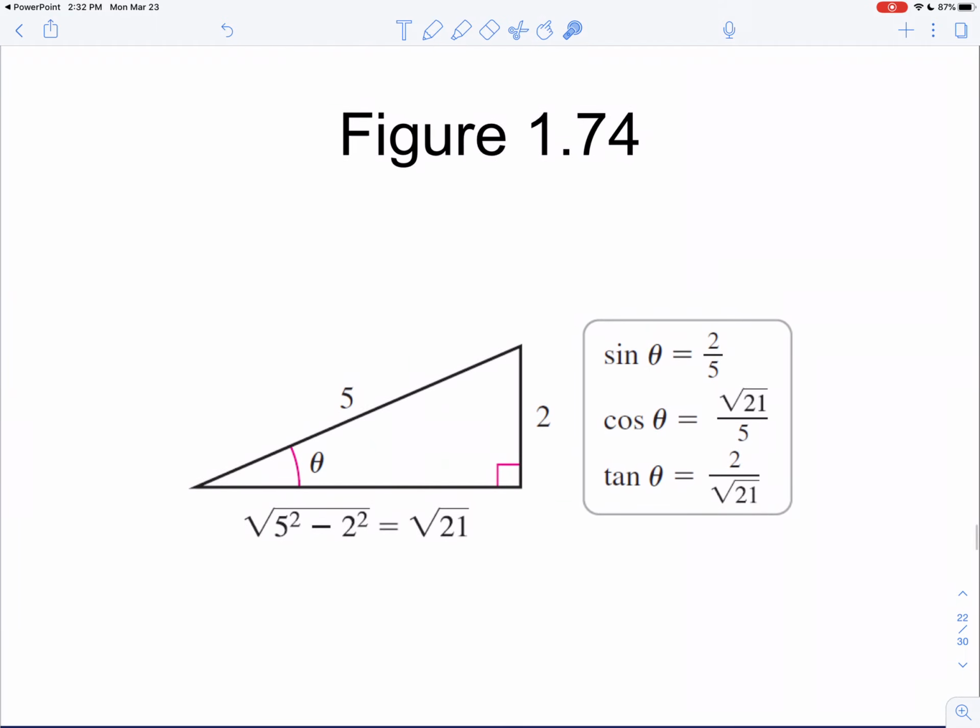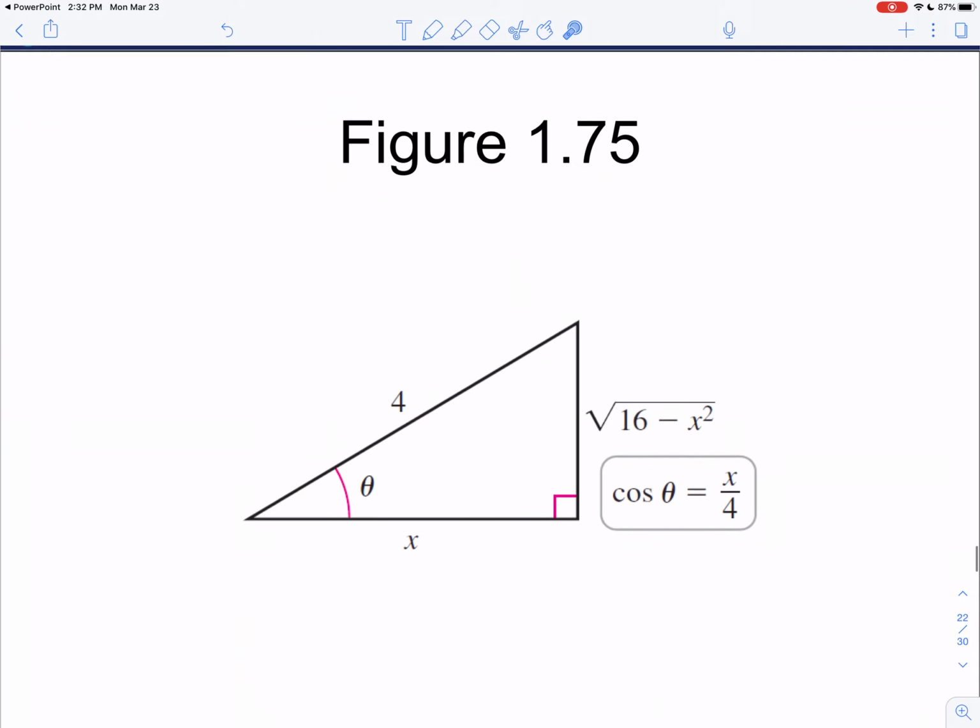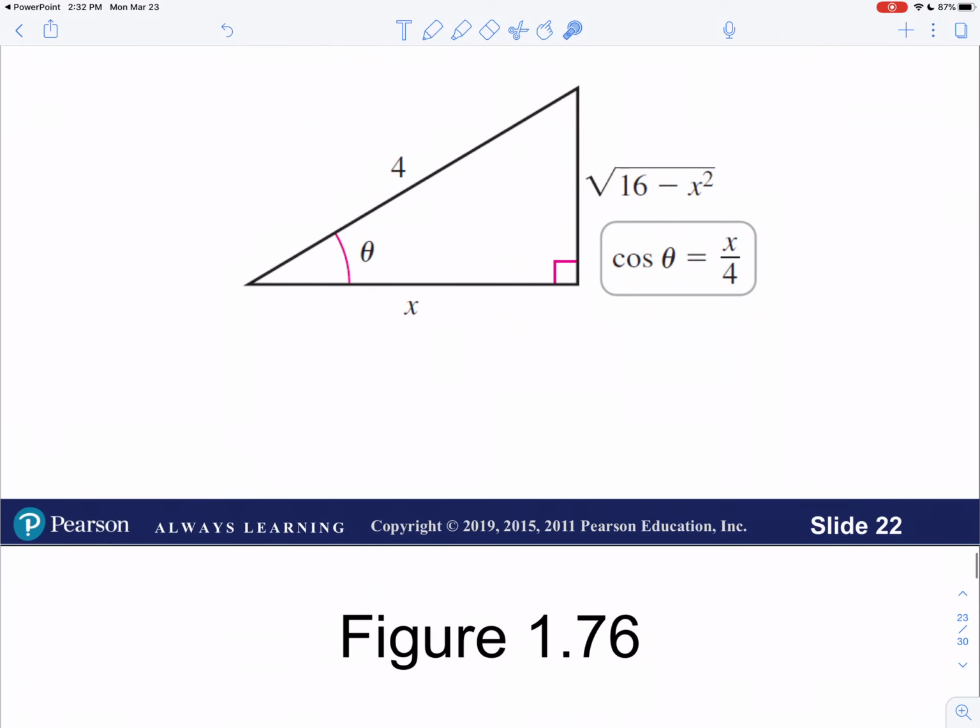This is just right triangle trigonometry. It says sine of theta equals 2/5. Oh, yeah, sine is opposite over hypotenuse. Cosine is adjacent over hypotenuse. And tan is opposite over adjacent. All right, so I'm going to let that be. This one's similar. So again, this comes out of SOHCAHTOA.